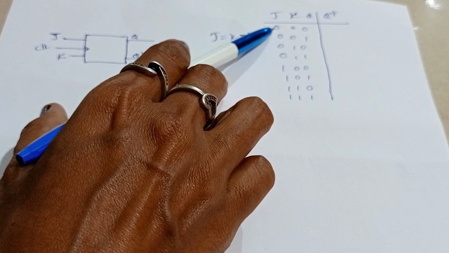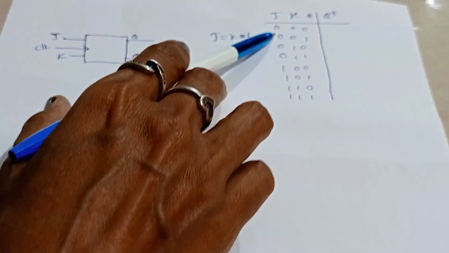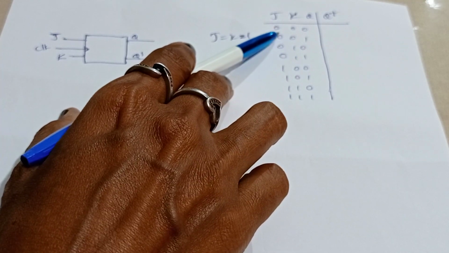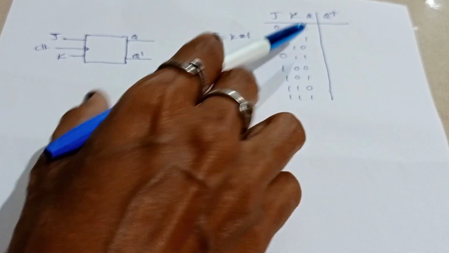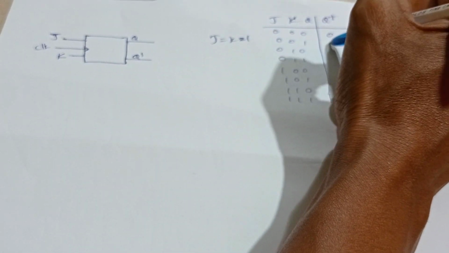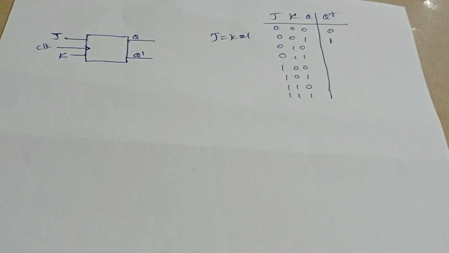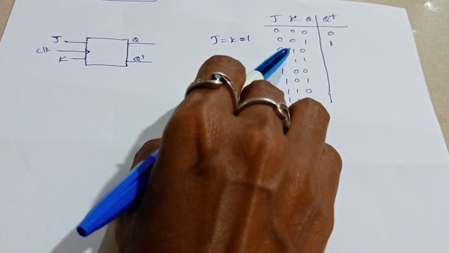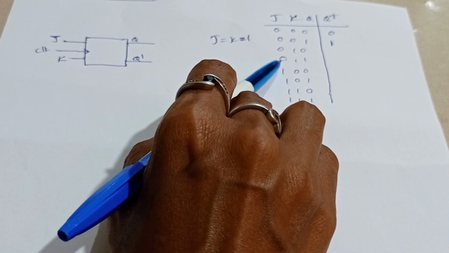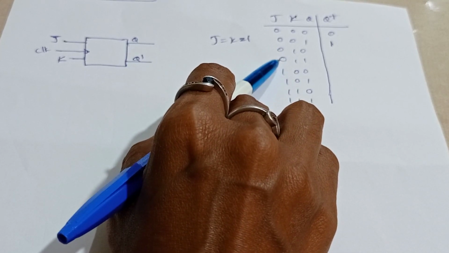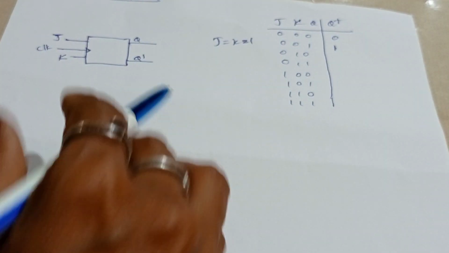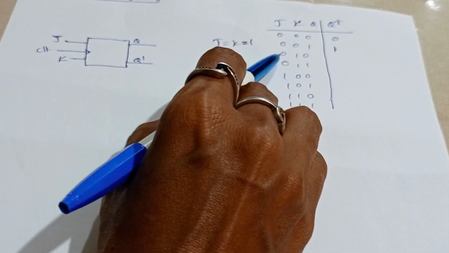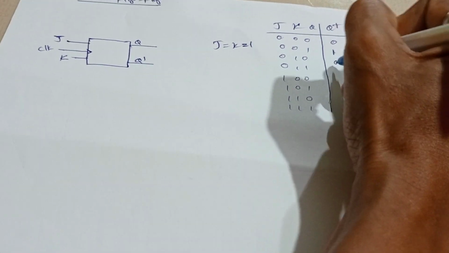When J, K is 0, 0, the same output will be the next state. When J is equal to 0 and K is equal to 1, same as in the SR flip-flop, the output Q. So now J is 0, so the next state becomes 0.